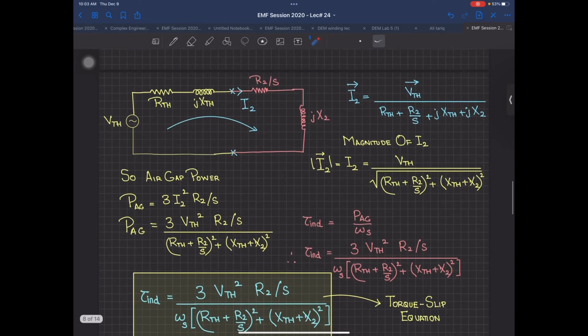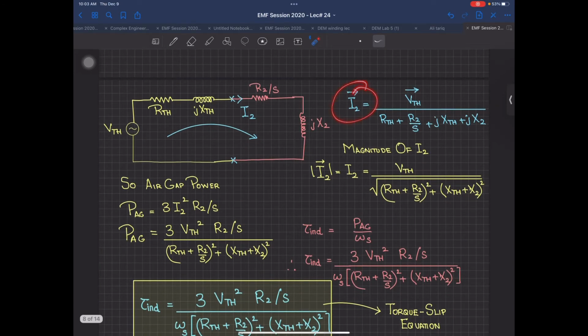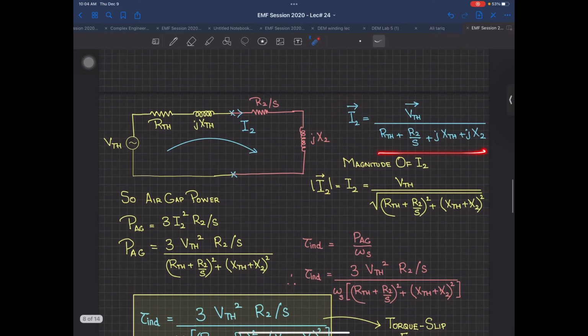and the next thing you are going to do is find the current I2. Now current I2 will be equal to V Thevenin divided by this value. Again, this is in phasor form. So I need a magnitude of I2. I am only interested in magnitude. So I will take the magnitude, which will be equal to, again, square root in the denominator. I need Z over there. So this is my current I2.